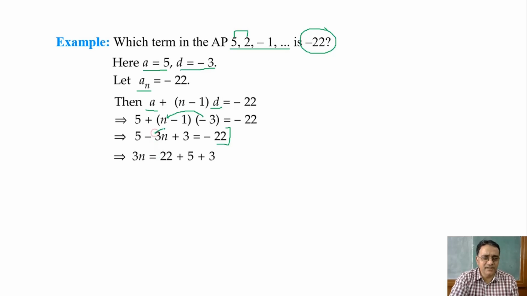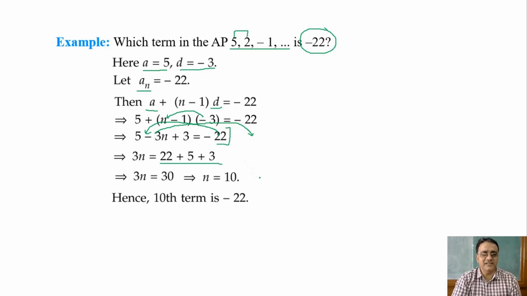We will shift minus 3n to this side. It will become plus 3n, and minus 22 to this side. It will become plus 22. So we are getting 22 plus 5 plus 3, that is 30. So 3n is equal to 30, what is the value of n? 10. Hence the 10th term is minus 22.